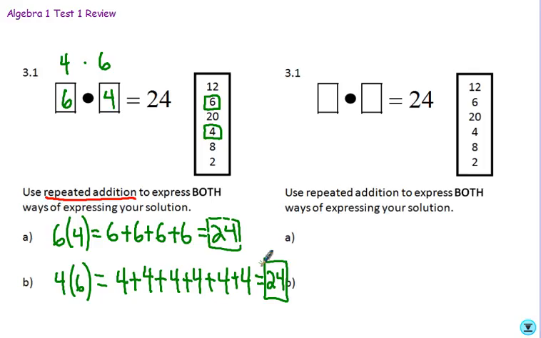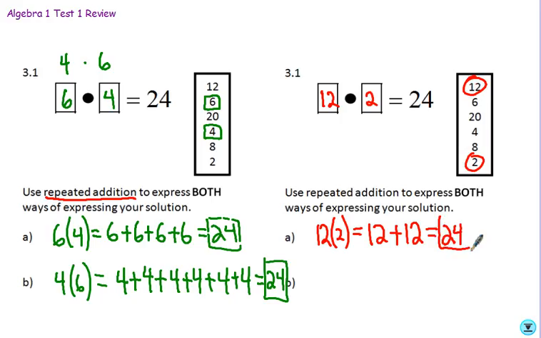Now, again, you notice the problem's there twice because there's 2 possible answers. Again, for your purposes, you only need to select one of them. But we just want you to see that there actually is more than one answer oftentimes possible. So we tried 6 and 4. We're looking for another combination. I see 12. What if we said 12 and 2? Let's test this out. What this says is take 12 and write it out 2 times. Well, 12 plus 12 is equal to 24.